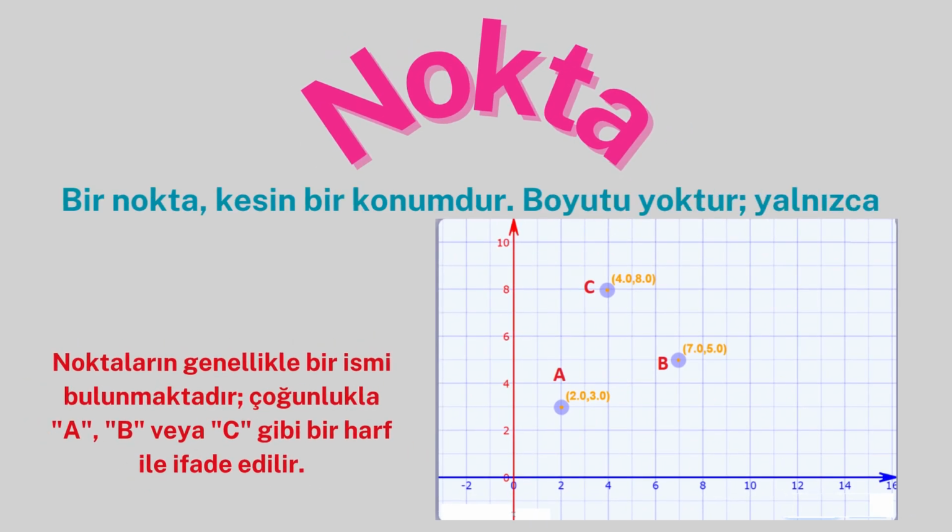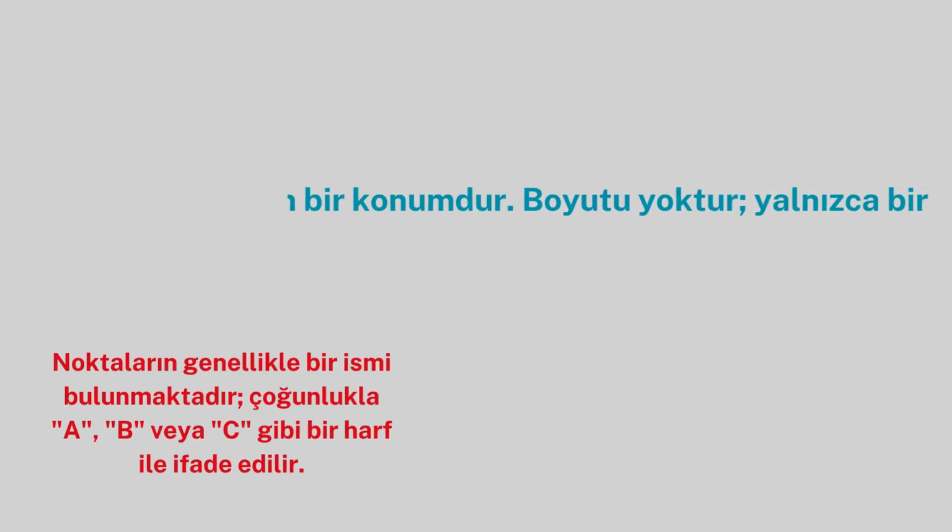Point. A point is an exact location. It has no size, only position. Points usually have a name, often a letter like A, B, or C.